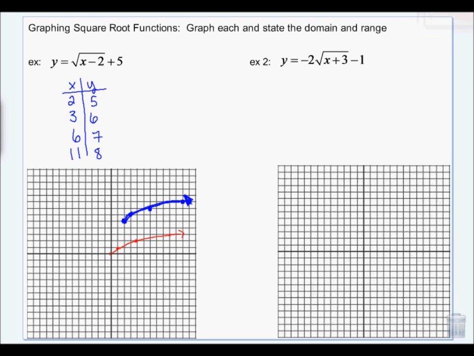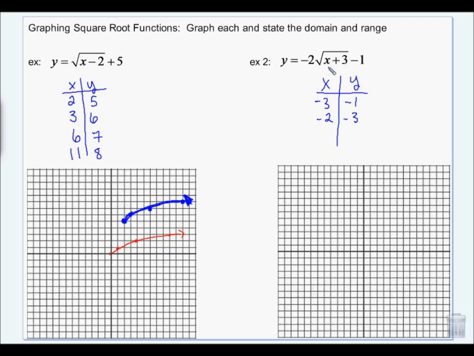Okay, so for this one, I have plus 3. So what I want to do is pick something that will make that 0. So negative 3 will make this a 0. Times negative 2 is still 0, minus 1. And then the next perfect square I have is 1. So in order to make this a 1, I need to pick a negative 2. That will make that a 1. And then the square root of 1 is 1, times negative 2 is negative 2, minus 3 is negative 3.